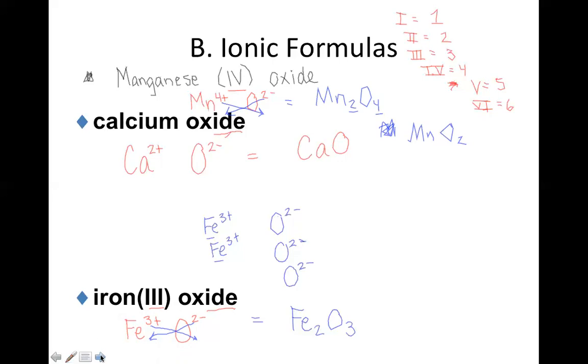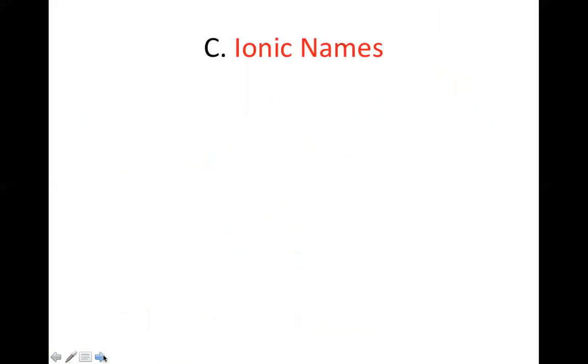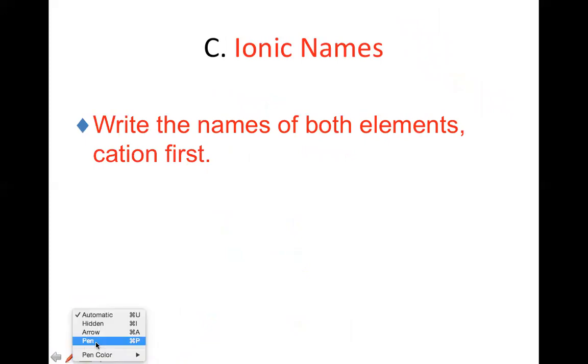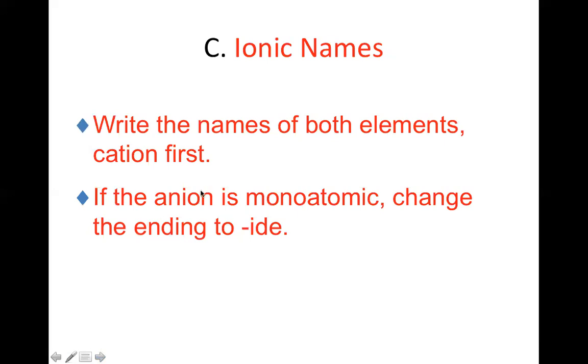All right, so that's writing the formulas. And then going the other way, so writing the names. First, you would write the names of both the elements and put the cation first, or your metal, or if we were looking at ammonium, a positive polyatomic ion. And then if our anion is monatomic, that means just one single atom, you change the ending to "ide." All right, if your anion is polyatomic, you're just going to leave it whatever the polyatomic ion is called, but we'll cover that in the next video.